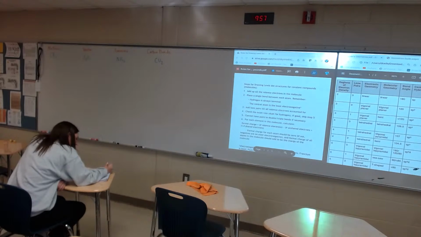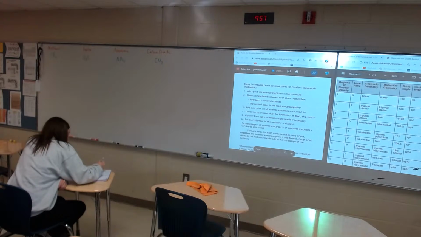All right, what's the next thing on the list? Lewis structure. That takes us to handout number 1. Here are the steps for drawing Lewis dot structures for covalent compounds. Number 1, we're going to add up all the valence electrons. We're going to do step number 1 for each of those 4, then steps 2 and 3, and at the end we'll have 4 structures completed.